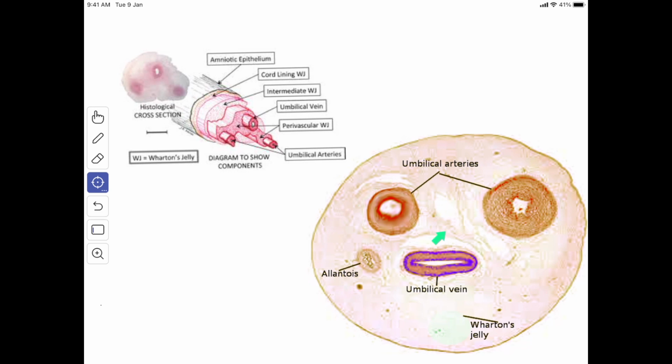The next content of the umbilical cord is the Wharton jelly. So here you can see the Wharton jelly. The primary mesodermal cells of the connecting stalk undergo mucoid degeneration and they form Wharton's jelly, which protects the umbilical vessels. Nerves are not detected in the umbilical cord.